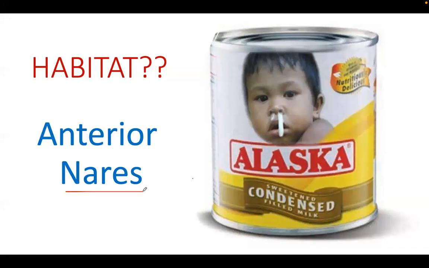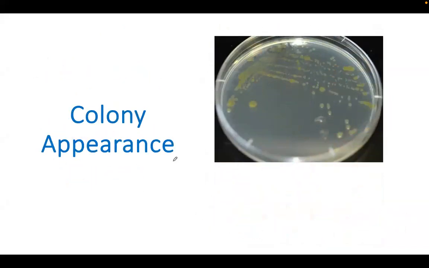Okay, now question, what is the drug that you will give to eradicate carriers of Staphylococcus aureus? So what is the drug that we give to eradicate? Okay, very good, very good. It is mupirocin. Okay, mupirocin. That's Bactroban. Now, what is the colony appearance of Staphylococcus aureus?